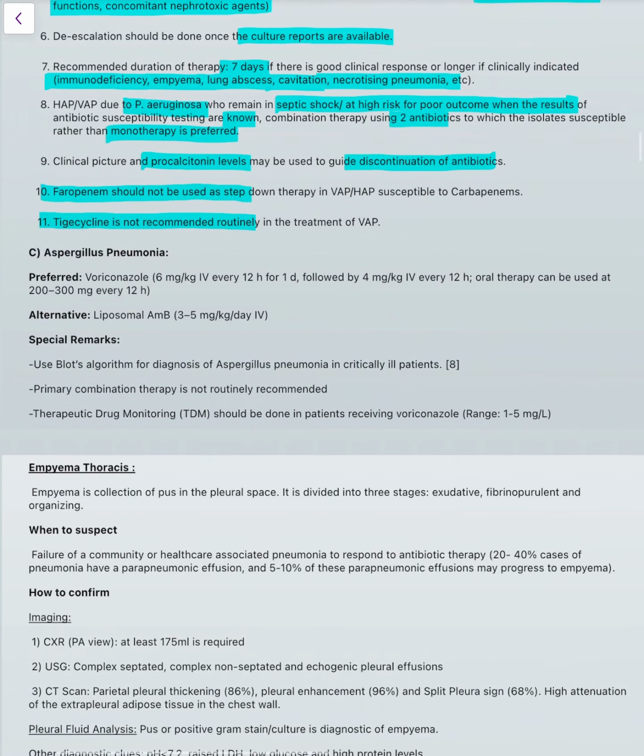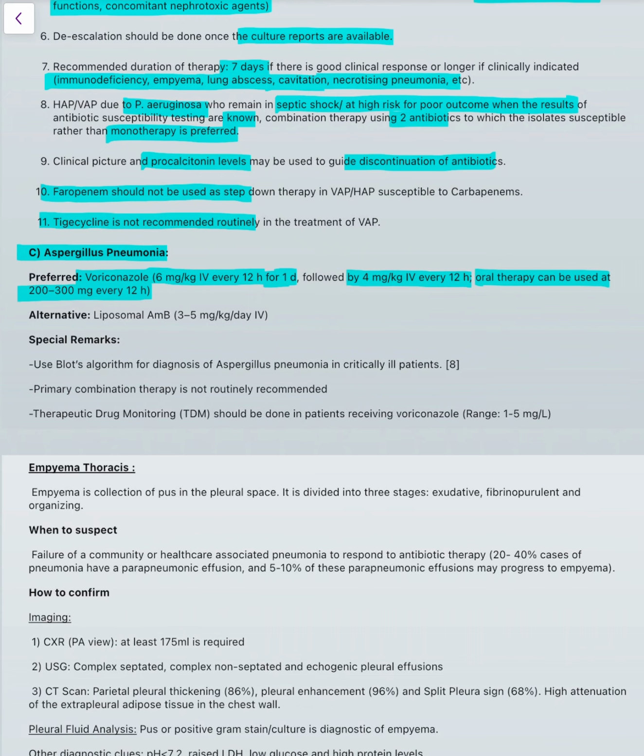Now coming to Aspergillus pneumonia, which can present as HAP or VAP, or even CAP; community acquired Aspergillus infection can be there, especially in immunocompromised people, like those with diabetes or HIV. In those patients, Aspergillus pneumonia is there. So how do we treat that? We treat with voriconazole. The dose is 6 mg per kg IV every 12 hours, that is 2 times for 1 day, followed by 4 mg per kg 2 times a day. Oral therapy can be used at 200 to 300 mg 2 times a day.